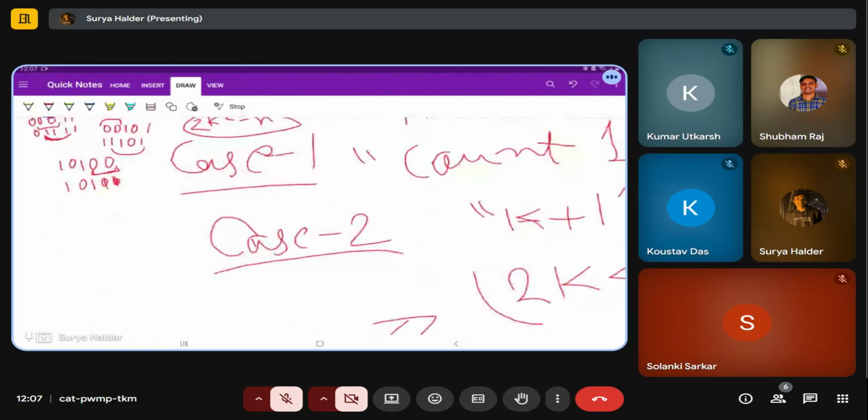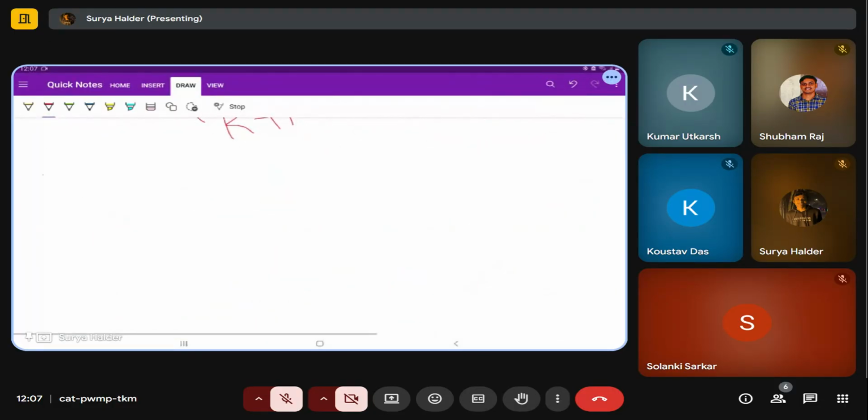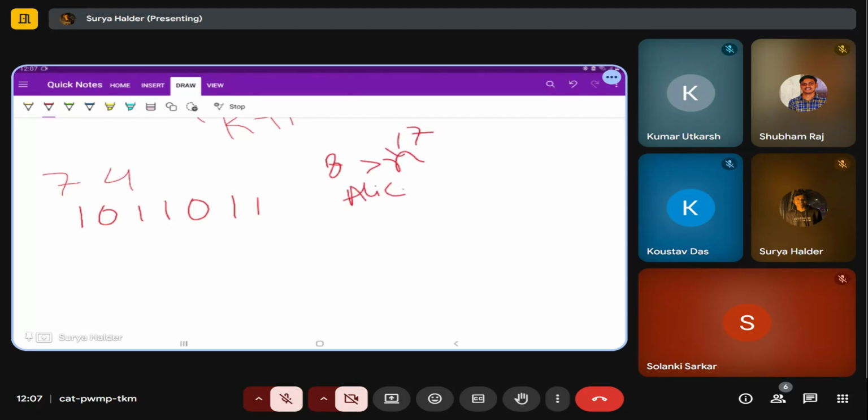One of the examples in test cases was 7, 4, and your elements were 1, 0, 1, 1, 0, 1, 1. So 2 into k is 8 and that is greater than your n, because n is 7. So in this case, Alice will win. How does Alice win? Alice can convert four ones into zeros.